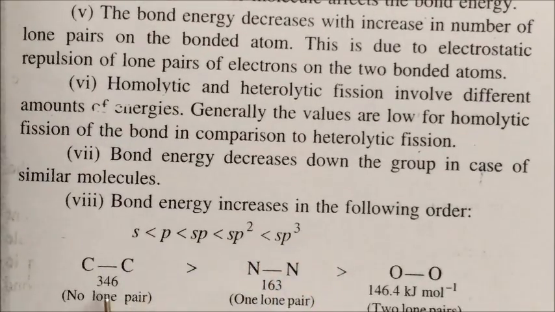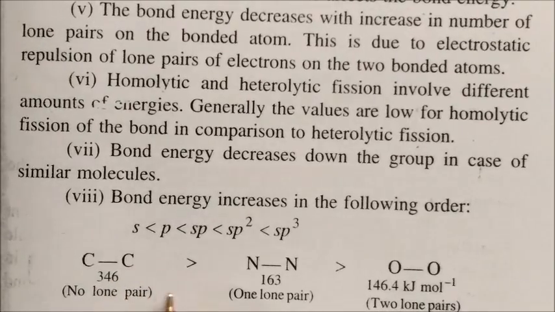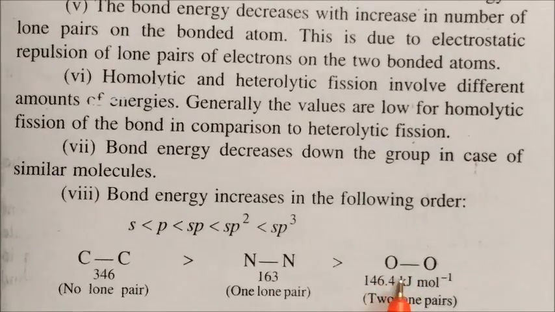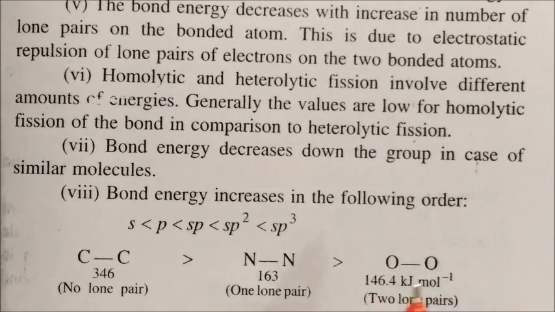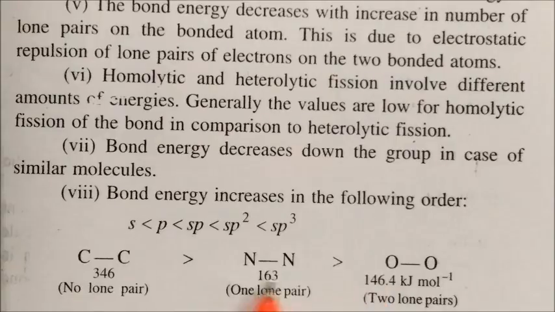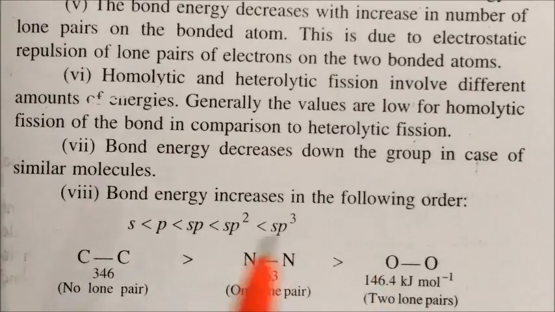So we can see here: carbon-carbon 346 with no lone pair, nitrogen-nitrogen 163 with one lone pair, and oxygen-oxygen 146.4 kilojoule per mole with two lone pairs. So bond energy is again higher if the lone pair is absent.